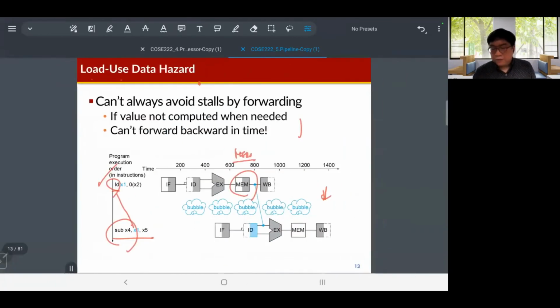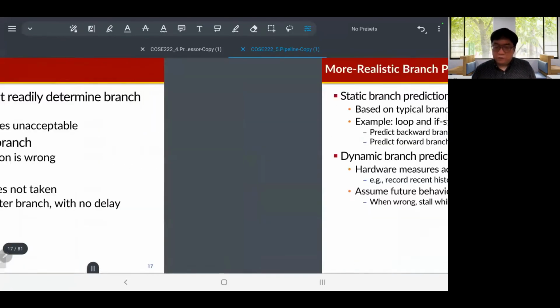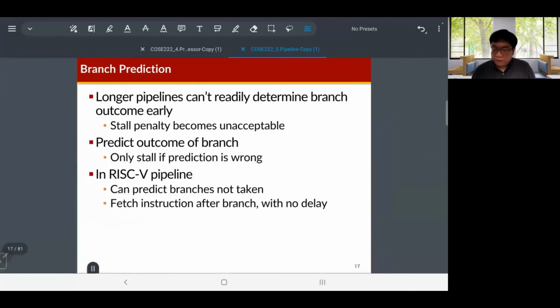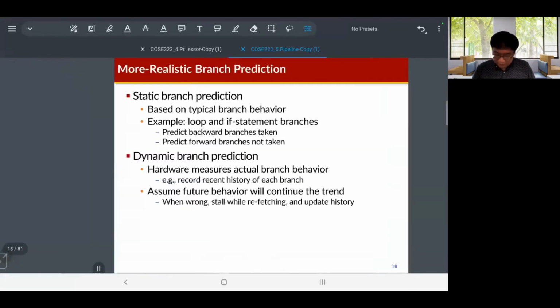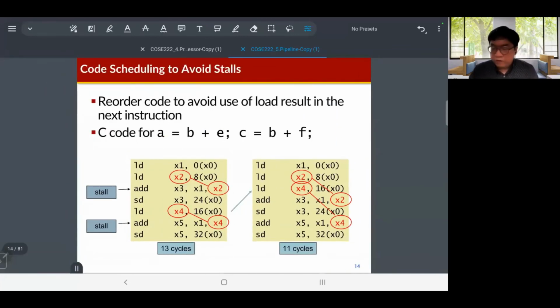So we cannot cover the control hazard today. I will stop here, and in the next class, I will explain the control hazard caused by branch instructions. Okay. So I'll stop here, and do you have any questions?